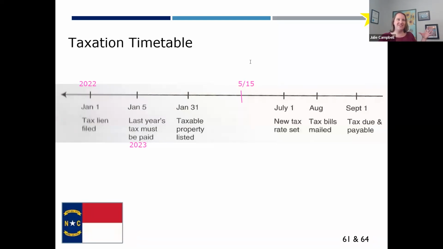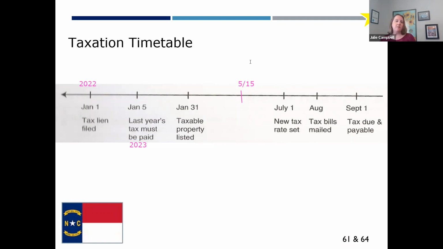We get into proration in Unit 21. So we're just going to start today in Unit 3 with calculating taxes. And when we get to Unit 21, we're going to expand on that and talk about how we can share that expense between the buyer and the seller, just to make it fair.